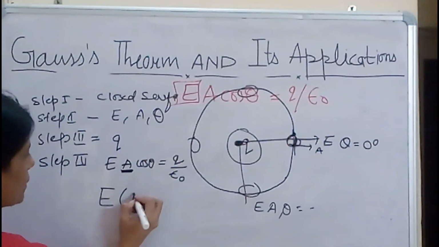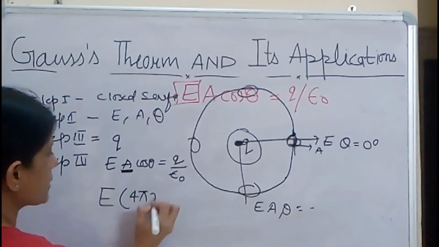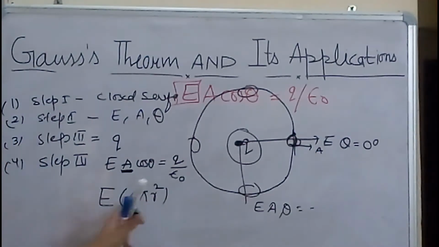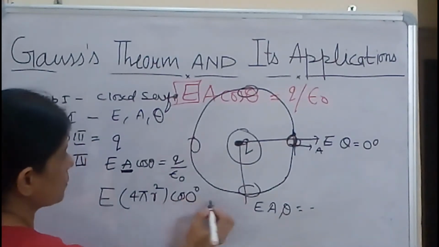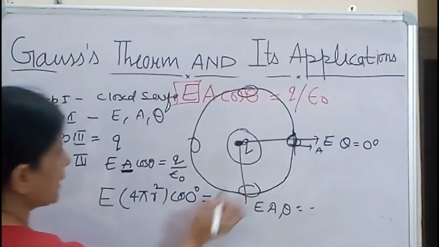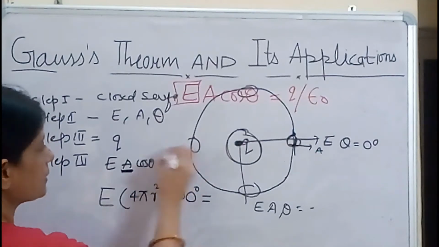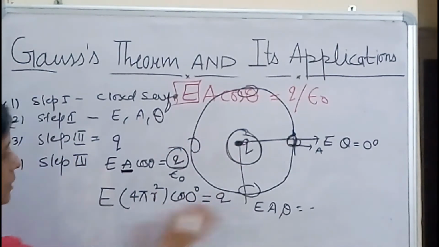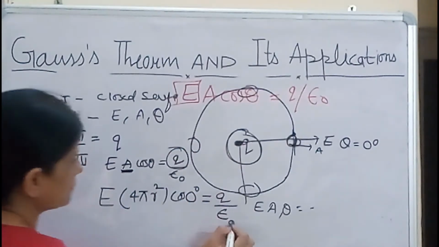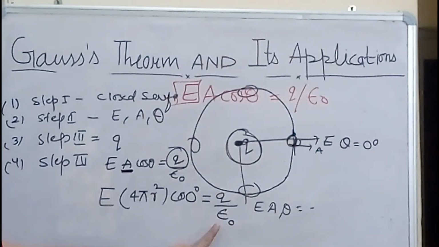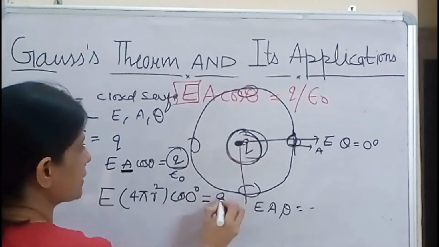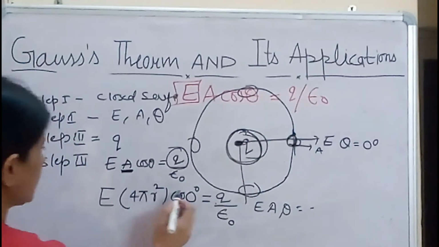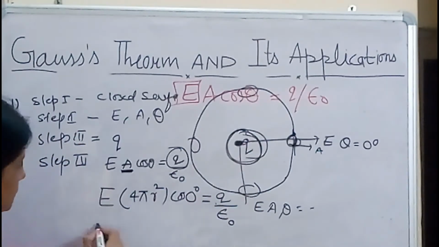We know total surface area is 4 pi r square. We have done this in the last video also. What is cos theta? Cos theta is cos 0. Now come to the Q up. Since a single charge is there, Q upon epsilon naught. Now see, inside the Gaussian surface only a single charge is here, that is why I am writing Q. Now cos 0 is 1.